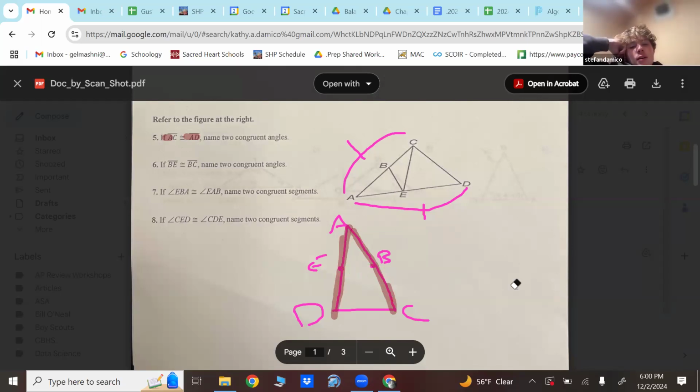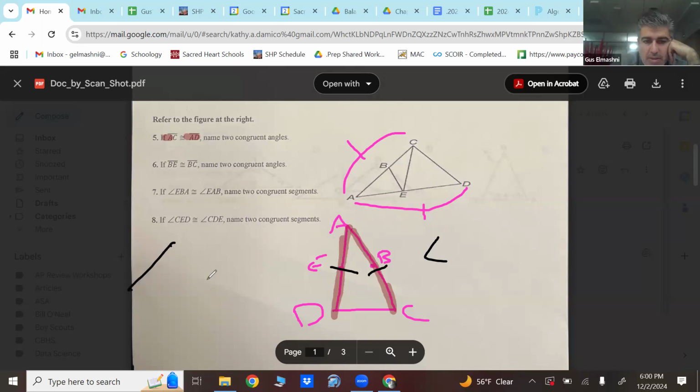Would that be E and B? No, what angles are the same? Angles AC and AD. Angles have three letters. ABC, AED. AED is not an angle, that's just a line. Wait. Okay, let's back up a little bit, because I think you're really forgetting stuff.